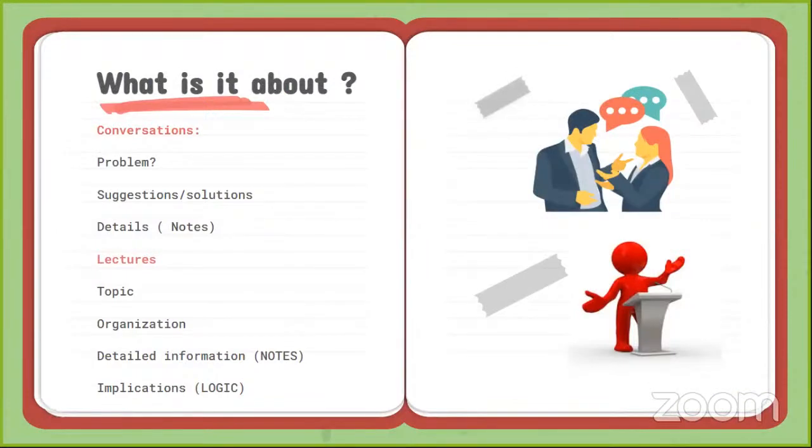And finally, I was forgetting, the class discussions. There is only one difference between lectures and class discussions. That is that in lectures, there will be one person who will be talking, okay? Only one person in lectures. And in class discussions, you will find a discussion between the students and the professor. So that is the main difference. That's it. In both lectures and class discussions, you have to take into account the topic, the organization, and the information. Okay, guys?